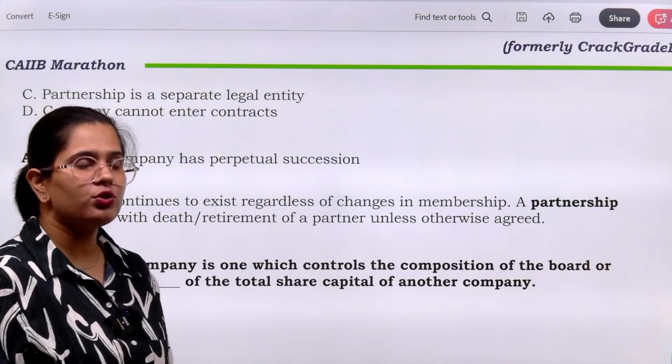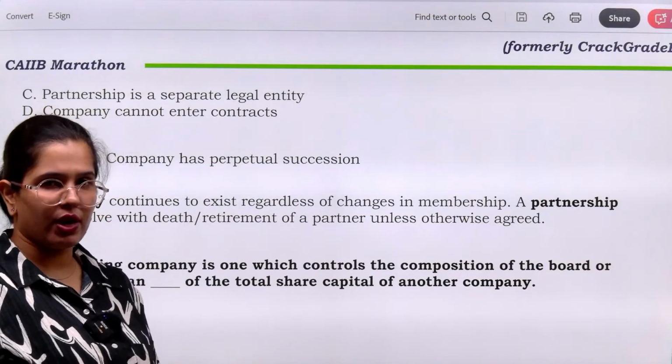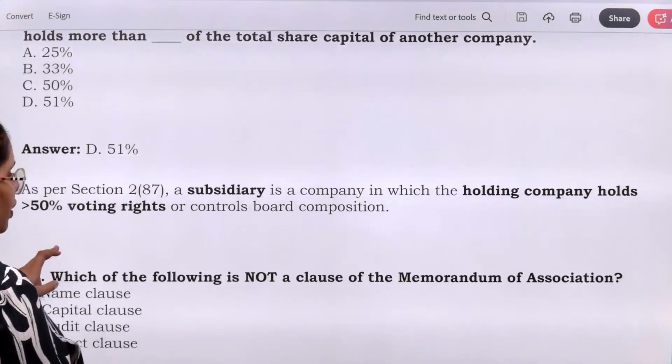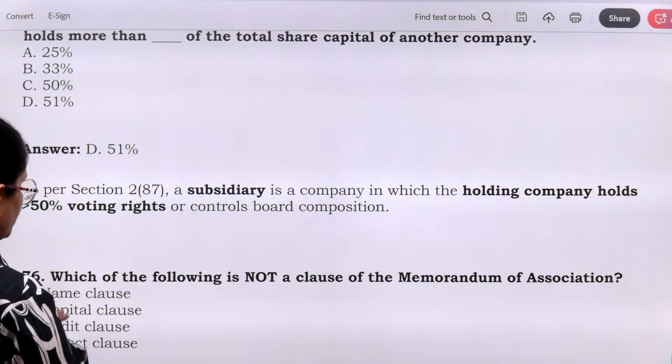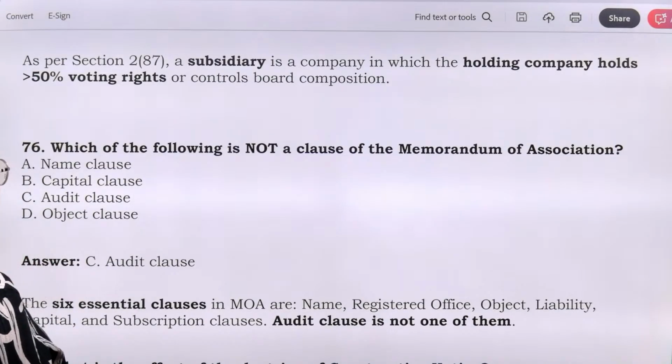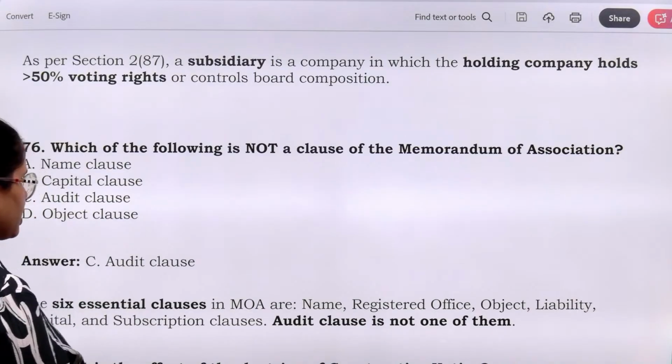If a company holds more than 51% of the ownership of a company, it will be called a holding subsidiary relationship. Now which of the following is not a clause of the memorandum of association? So this is called the audit clause. Right, it is not in MOA. Name clause is there, capital clause is there, object clause is there, but the audit clause is not there.